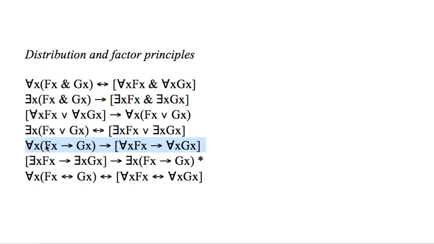So if all f are g, then what we know is that if everything's an f, everything's a g, but we do not know the converse. We can't go from if everything's an f, everything's a g, to all f are g.